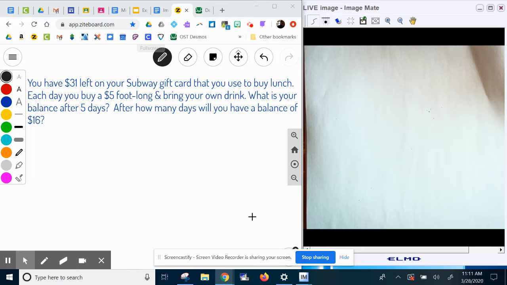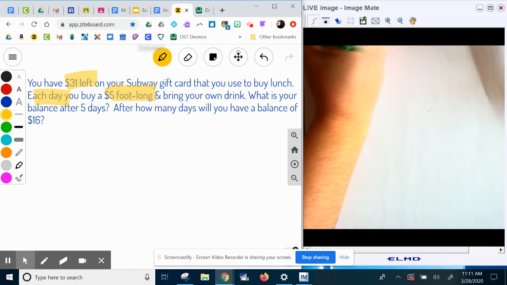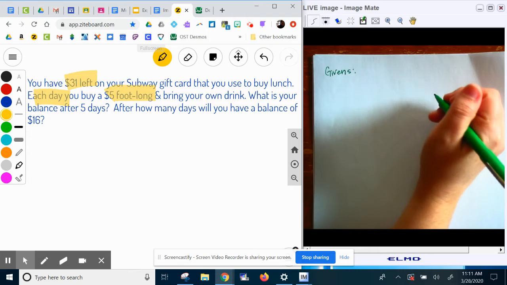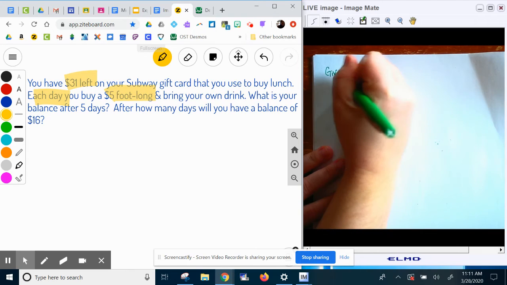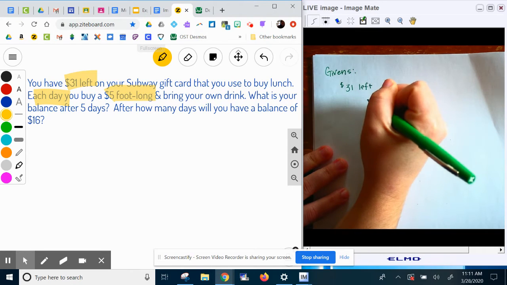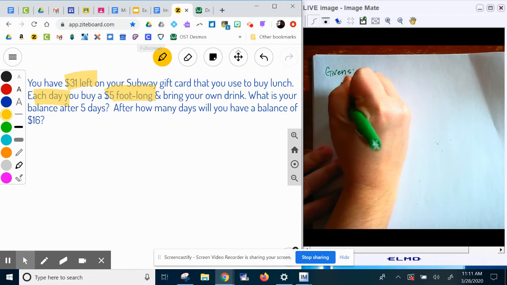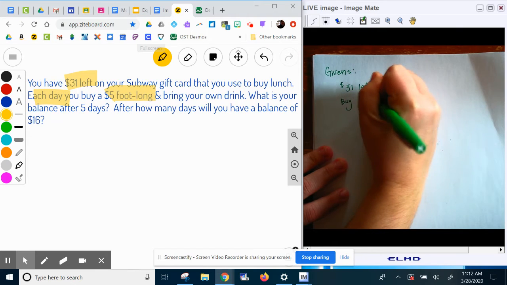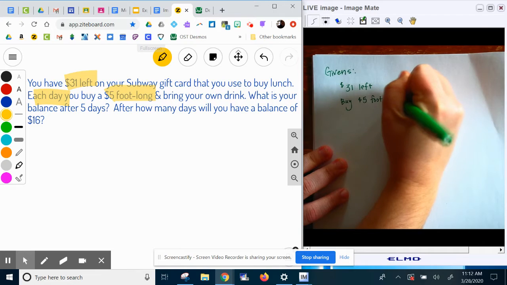So the first thing I want to do is just identify the important information. If we're reading this problem, I would say that $31 left is important and $5 footlong each day would be important. So let's write those two things down. So our givens are that we have $31 left, and we buy a $5 footlong every day.